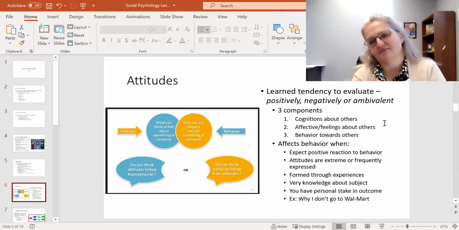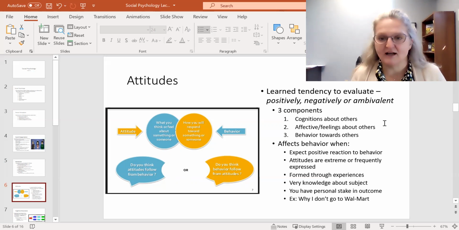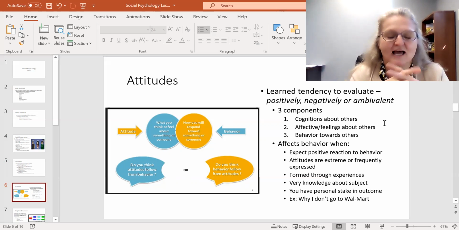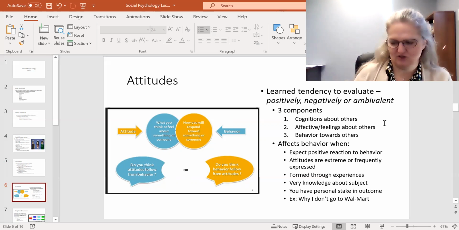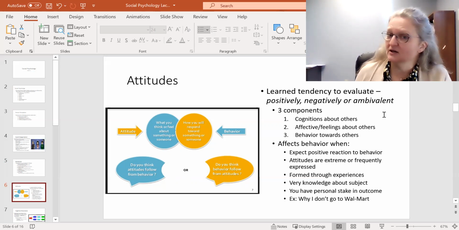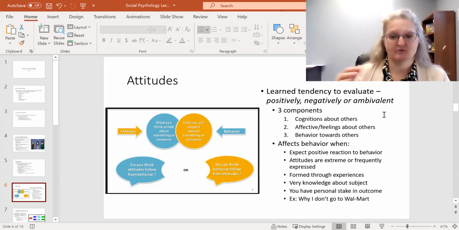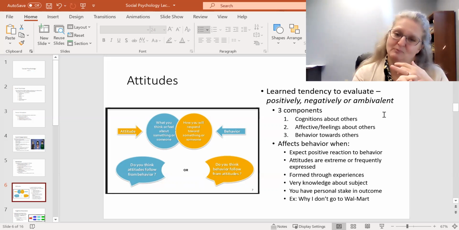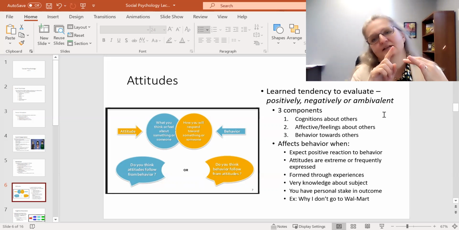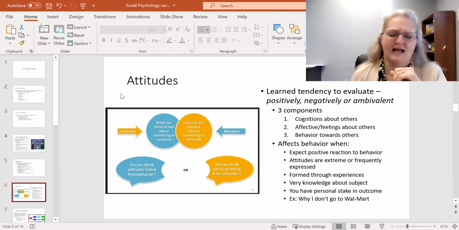Or the example that I have down here is why I don't go to Walmart. I'm not a big fan of Walmart. I haven't been for about 20 years, and I could give you a whole mini lecture on what's wrong with Walmart. And I'm more likely to express that today than I was 20 years ago, because 20 years ago it was really not cool to be anti-Walmart. Now it's more acceptable. I know a lot about it. I could talk about it for a long time. I don't have a personal stake in it, and I can't really say I've experienced it, but anyway, that's what we mean by attitudes.